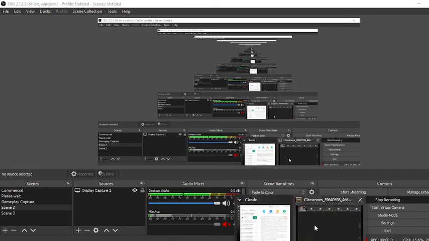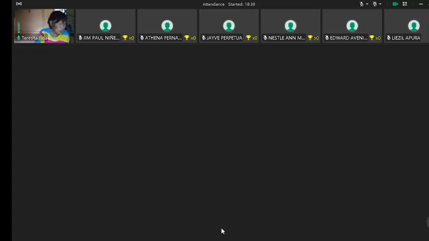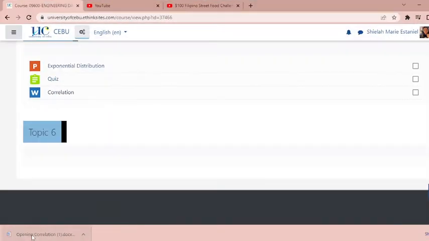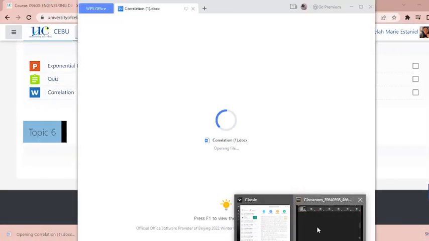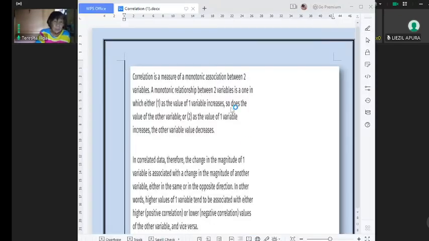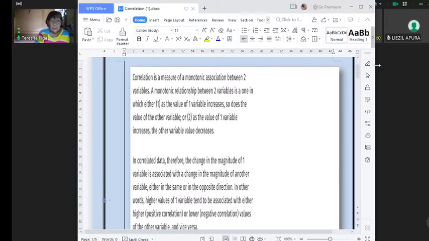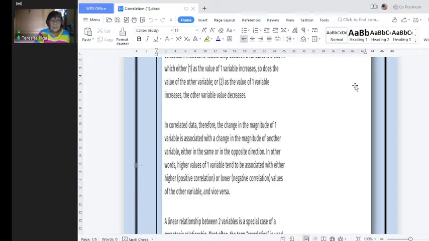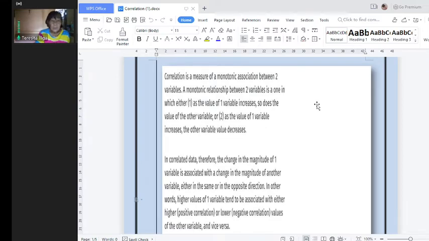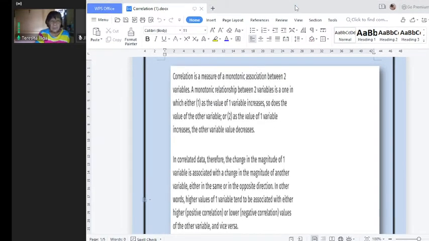Variables. If you have two variables, you can make use of this in your analysis. A monotonic relationship between two variables is one in which either, as the value of one variable increases, the other variable also increases, or, if the value of one variable increases, the other decreases. So these are the relations that can be established.